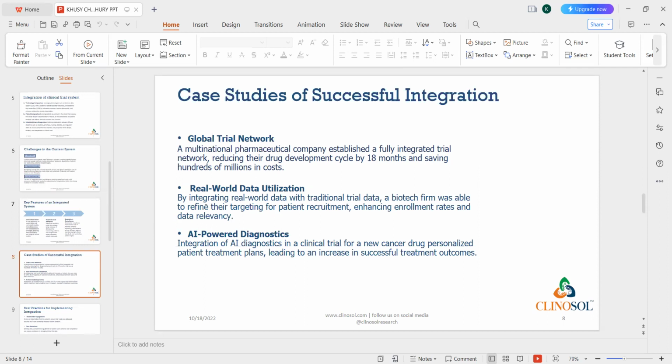Real-world data utilization. By integrating real-world data with traditional trial data, a biotech firm was able to refine their targeting for patient recruitment, enhancing enrollment rates and data relevancy. AI-powered diagnosis. Integration of AI diagnosis in a clinical trial for a new cancer drug personalized patient treatment plans, leading to an increase in successful treatment outcomes.